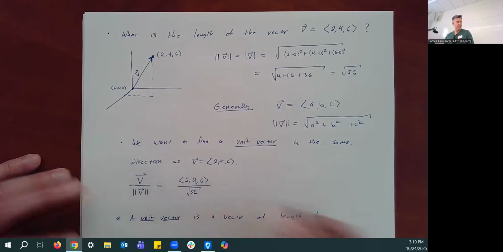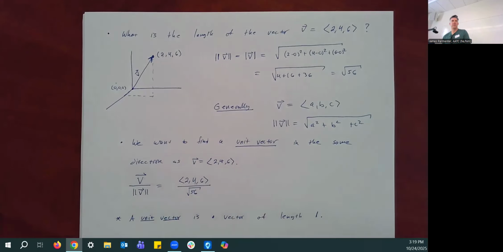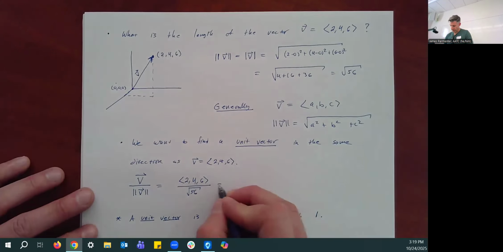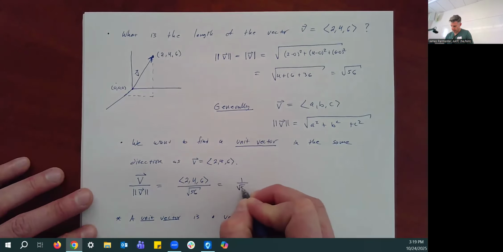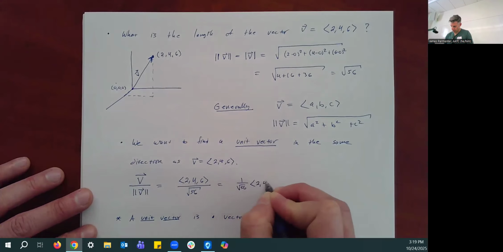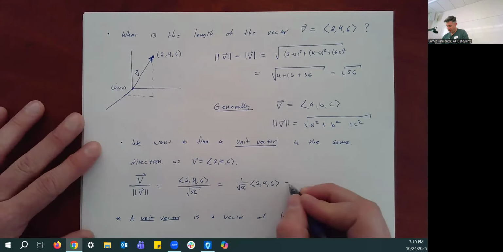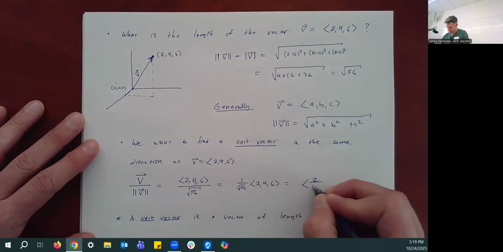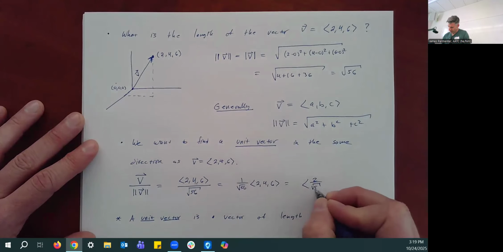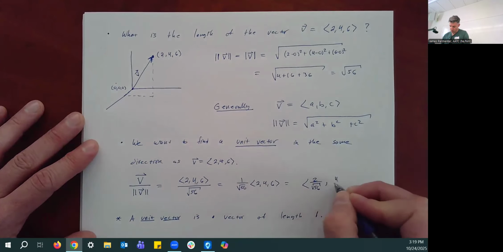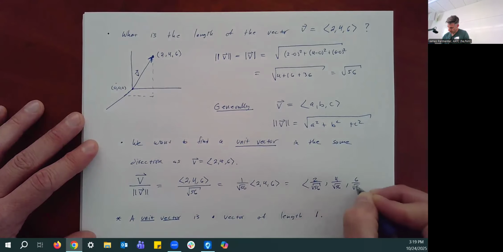And there's probably 3 ways people like to write this. I would probably prefer to write it as 1 over root 56 times the vector 2, 4, 6. But some people like to distribute that value through. I don't find that particularly nice, especially when the thing you're dividing by is irrational, but you can write it as 2 over root 56, 4 over root 56, 6 over root 56.